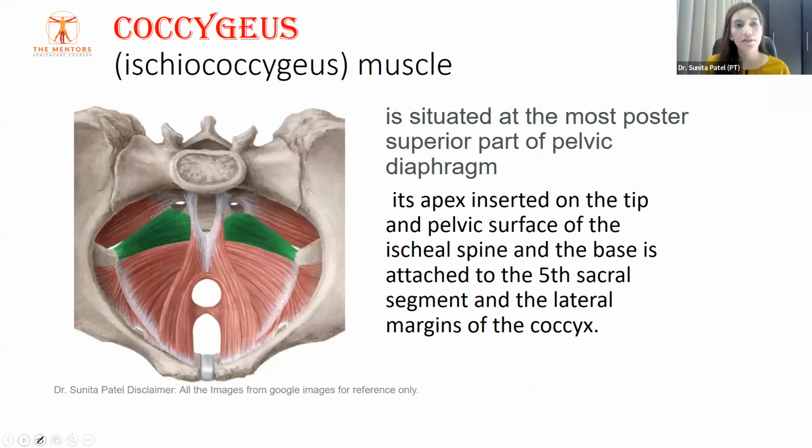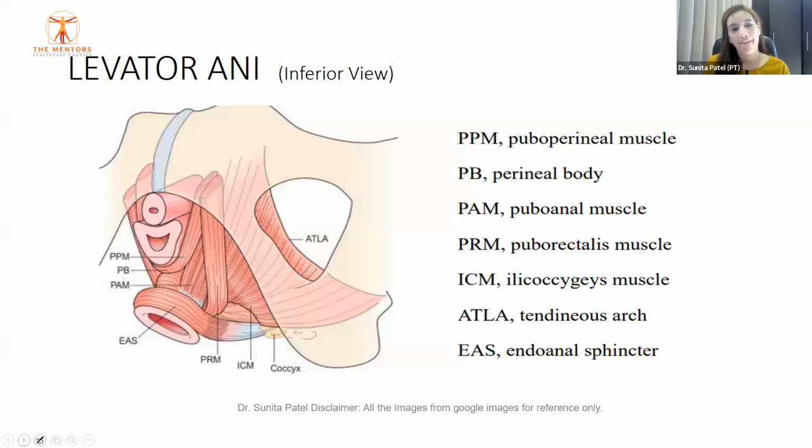And next is the coccyx, situated most posteriorly. The apex is inserted on the tip and pelvic surface of the ischial spine, and the base is attached to the fifth sacral segment and the lateral margin of the coccyx. So it is attached to both the tailbone and the sacrum. This is the coccyx. And this is a beautiful levator ani. You can see pubo-urethralis, pubo-vaginalis, pubo-perinealis, pubo-analis, rectalis, and this is the external anal sphincter.